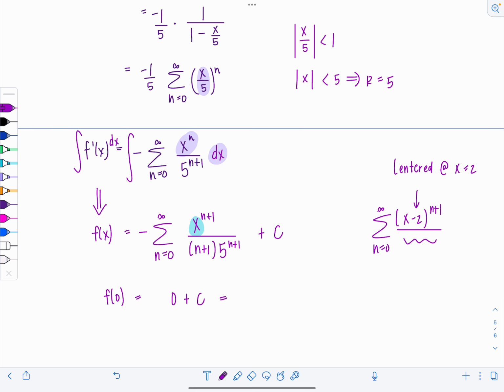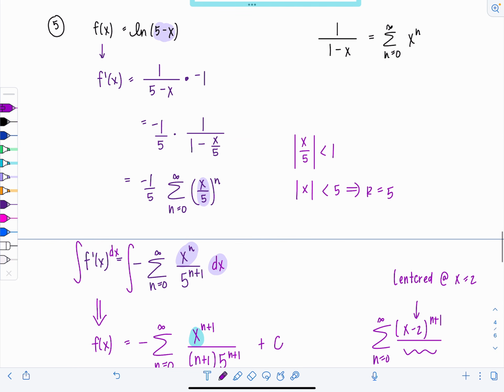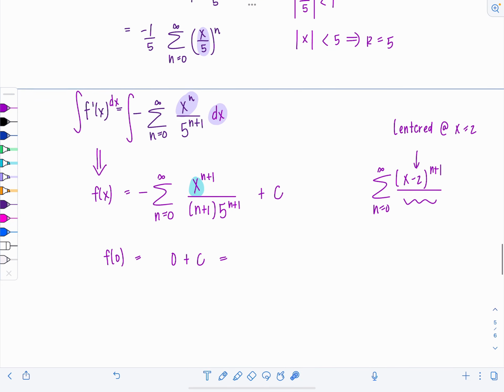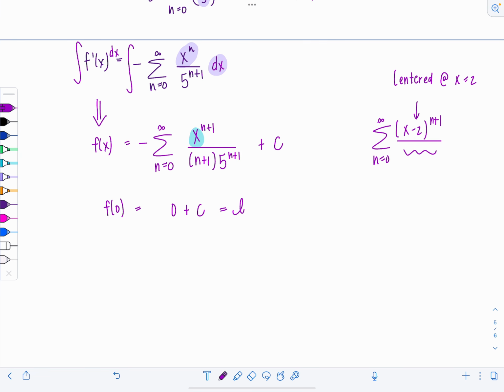And how does this help me find c? Well, I have f of x right here. F of x is ln of (5 minus x). So f of 0 is ln of 5. So that tells me c equals ln of 5. So then now I can write f of x is negative sum n equals 0 to infinity x to the n plus 1 over (n plus 1) times 5 to the n plus 1, plus natural log of 5.